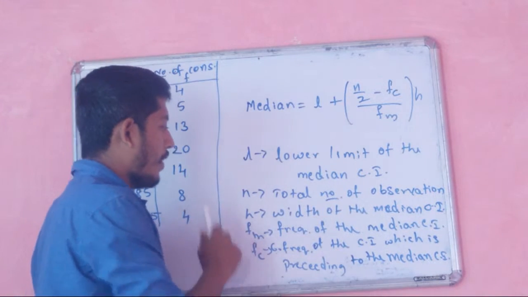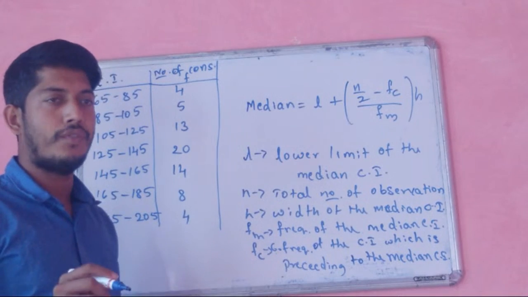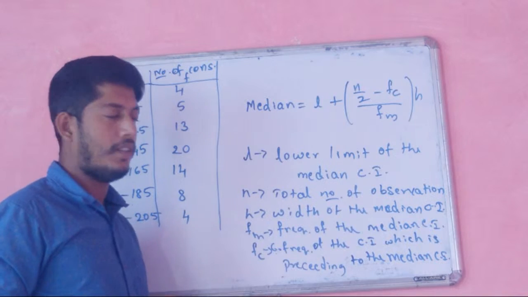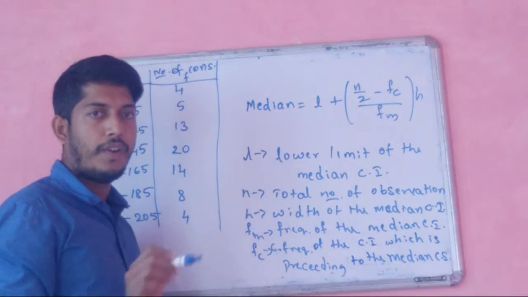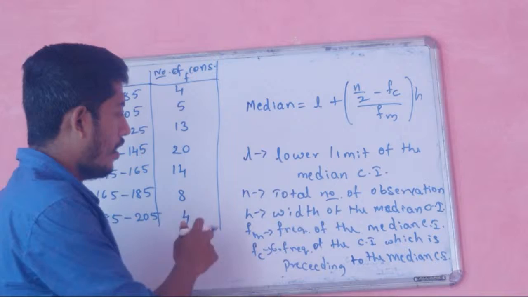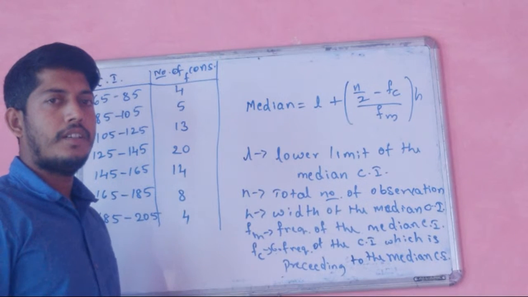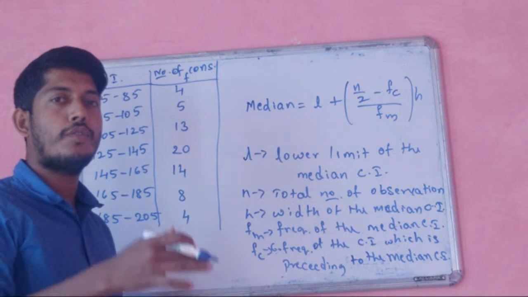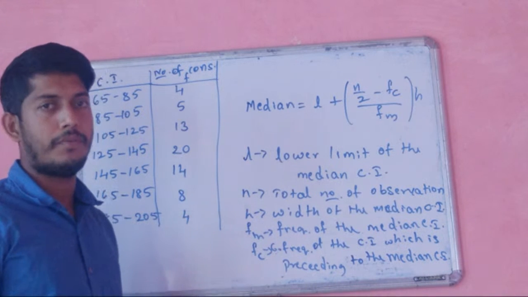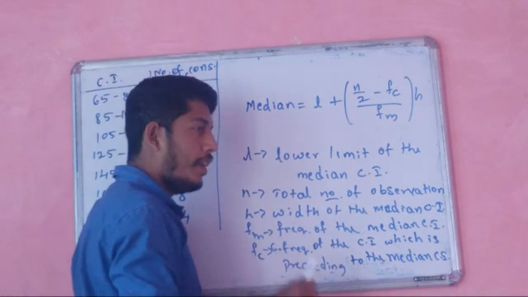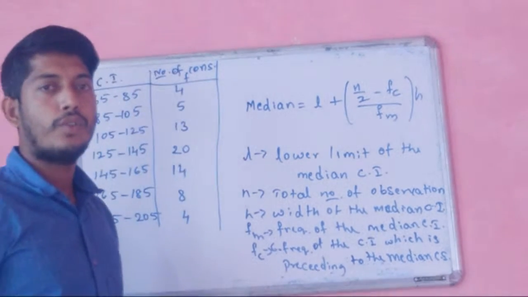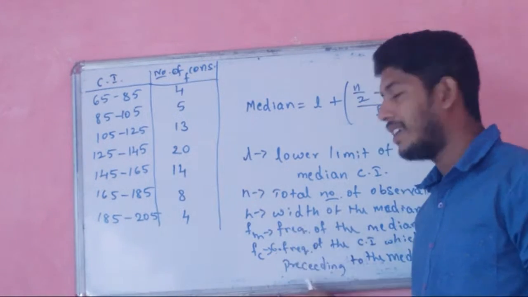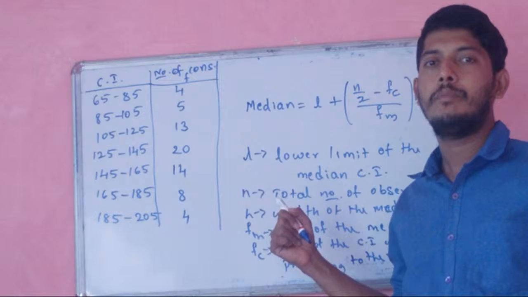Then next one is Fm. Here m is a subscript for frequency, so we use small letter f and small letter m and c. Fm means the frequency of the median class interval, because here we are finding the median. And Fc means the cumulative frequency of the class interval which is preceding the median class interval.